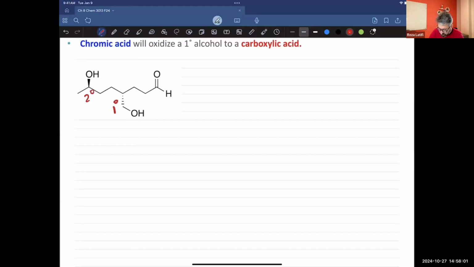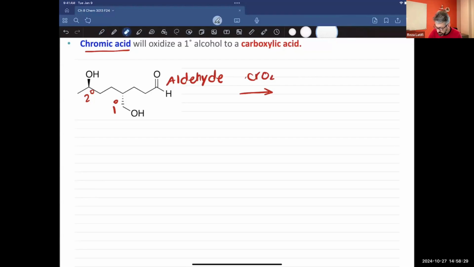This one is a primary alcohol, and this one is aldehyde. And we are trying to treat them with a chromic acid. Okay, if we treat them with a chromic acid, let's say it's going to be H2CrO4, or maybe I should draw the structure, it's going to be better. Okay, so we have chromium attached to 2 oxygens, and here we have this one.